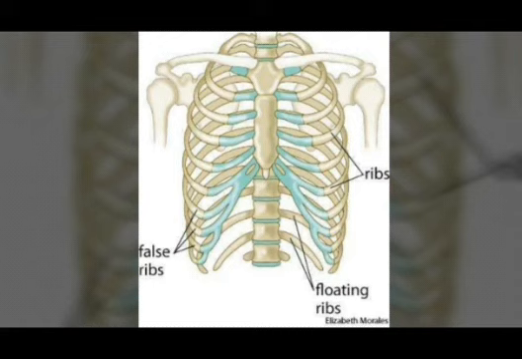That allows the movement. Are you clear about the ribs, the rib bones? How they protect the soft organs, the floating ribs, how many pairs of ribs, all that. Are you clear?